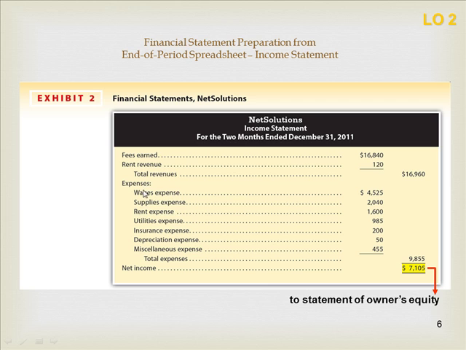We're then going to list the expenses: wages expense, supplies, rent expense, utilities expense, insurance expense, depreciation expense, and miscellaneous expense. Notice, listed in order of highest to least, miscellaneous always last. Total expenses are $9,855. The difference between revenue and expenses is either your net income or sometimes a loss. And in this case, it's $7,105 of net income. This information is going to flow to the statement of owner's equity.